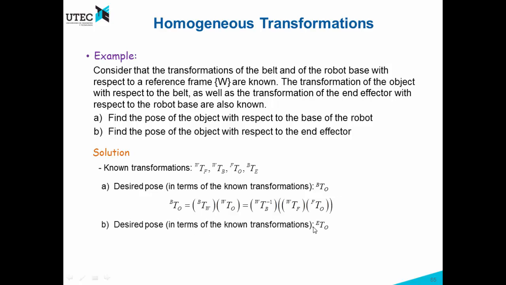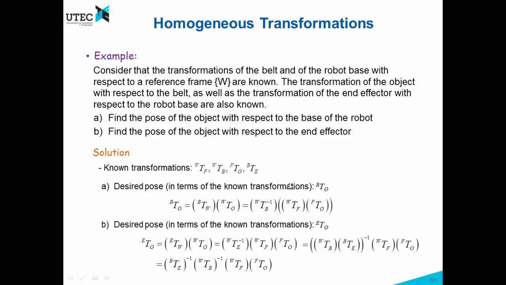In the next case, I want to find object with respect to the end effector. So somehow I have to use W as an intermediate frame, and then I can just try to solve for this in terms that I know. At the end, I get this expression. The point here is to use only the frames that I know, to avoid using other frames.